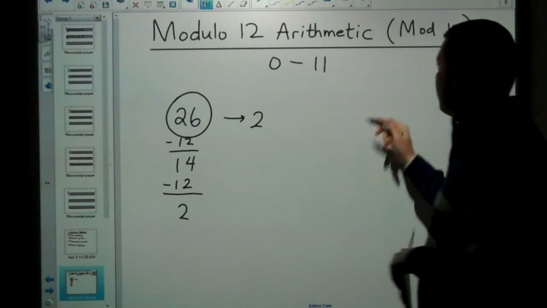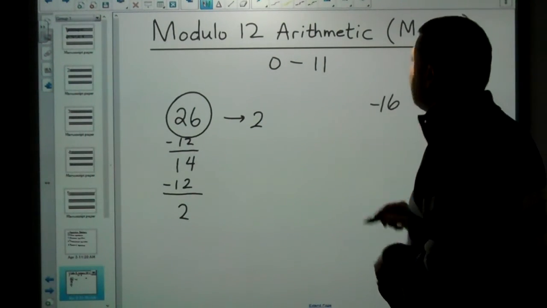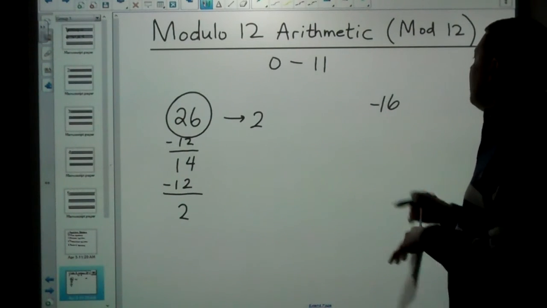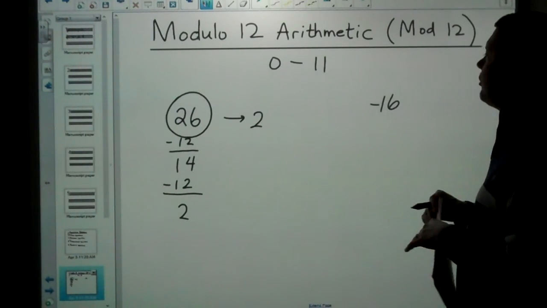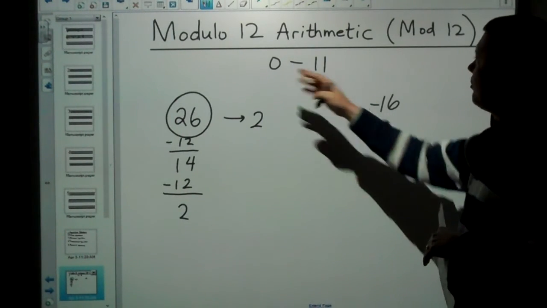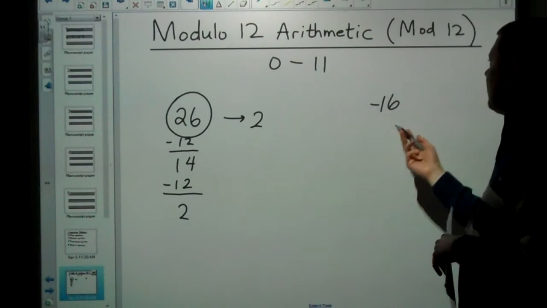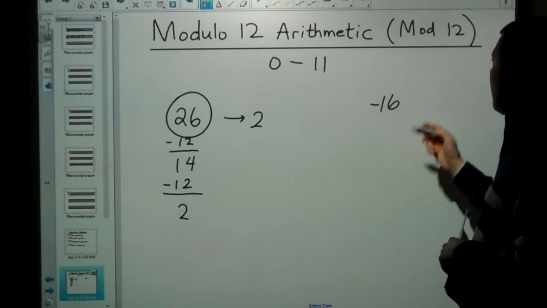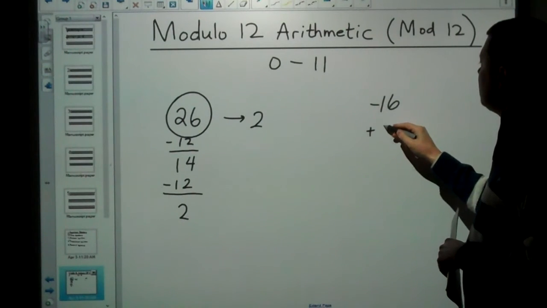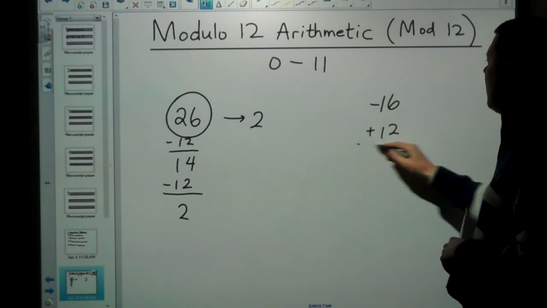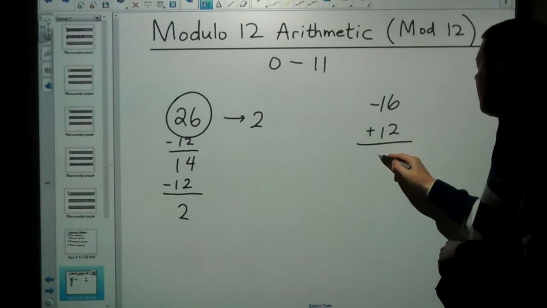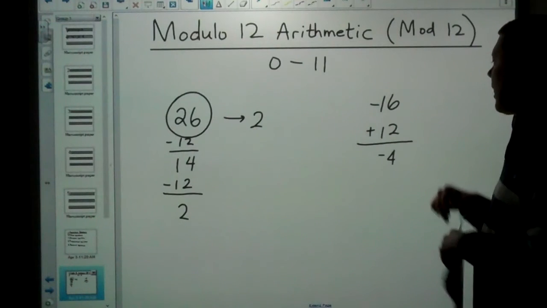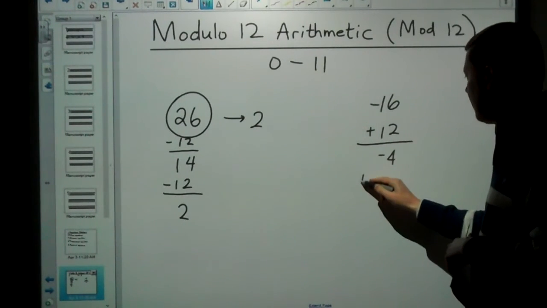Okay, let's try another one, starting with negative 16. How do we reduce that integer to get a number between the range of 0 to 11? Well, since it's too low, what we do is add 12. If we add 12 to negative 16, we get negative 4. That's still not within the magic range, so I need to add 12 again.